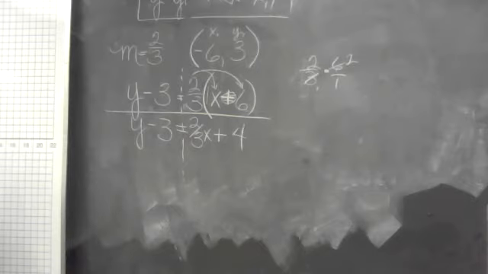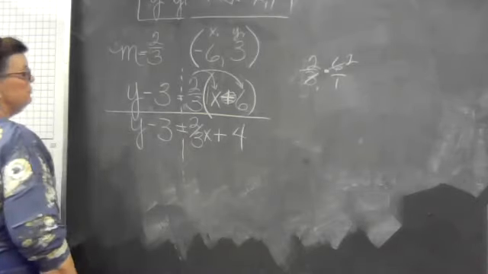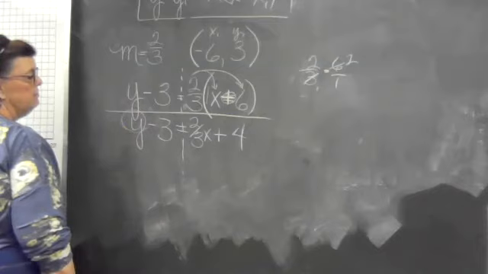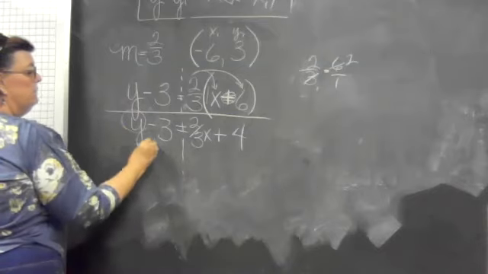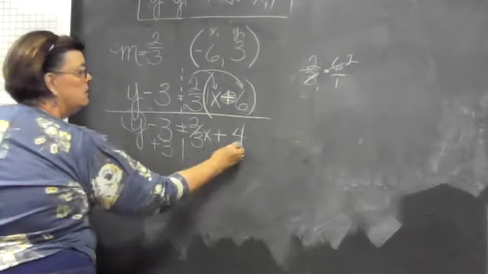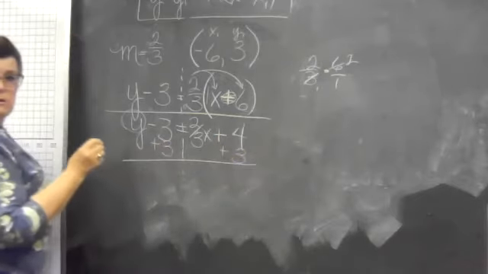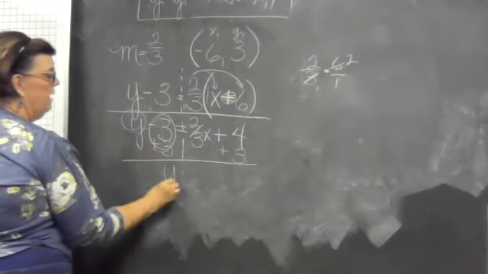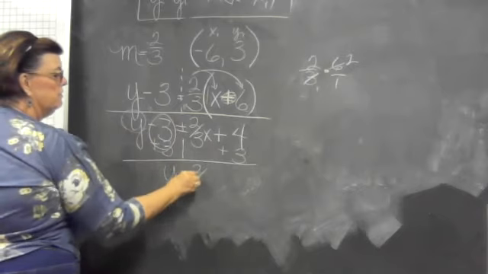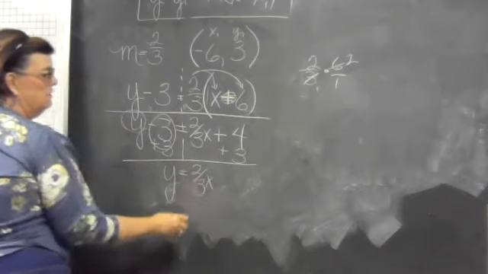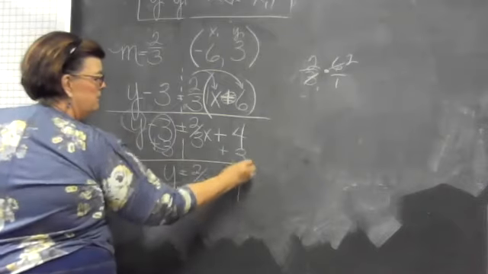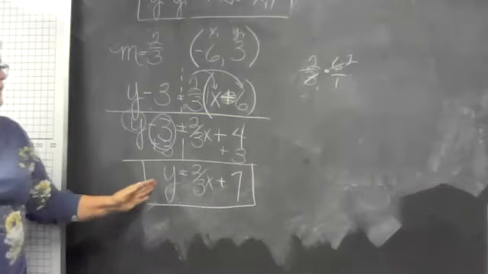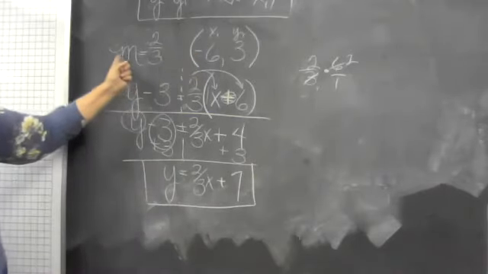Okay, good. And then they usually want the ending equation to be in slope-intercept form, which means I'm solving for Y. So I have to get rid of the 3. I'm going to add 3 here and add 3 here. So now I have Y equals 2/3 X plus 7. And that would be the equation of a line if they give us this information.